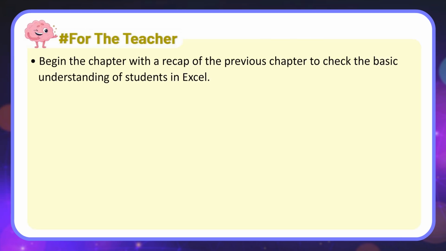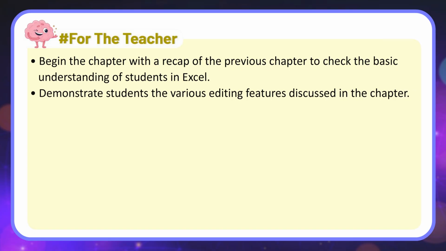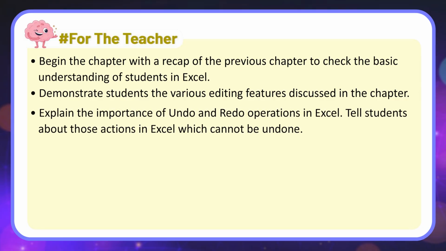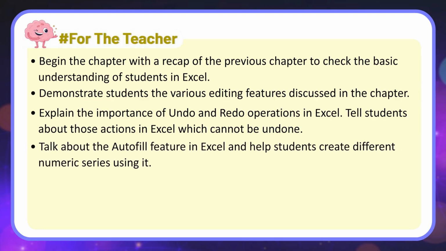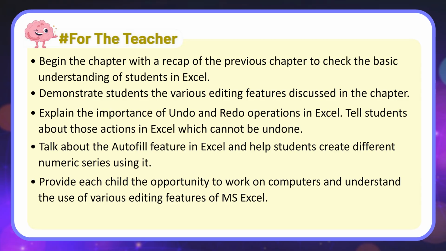For the teacher. Begin the chapter with a recap of the previous chapter to check the basic understanding of students in Excel. Demonstrate to students the various editing features discussed in the chapter. Explain the importance of undo and redo operations in Excel. Tell students about those actions in Excel which cannot be undone. Talk about the autofill feature in Excel and help students create different numeric series using it. Provide each child the opportunity to work on computers and understand the use of various editing features of MS Excel.